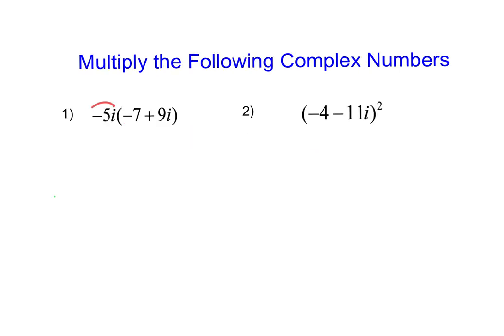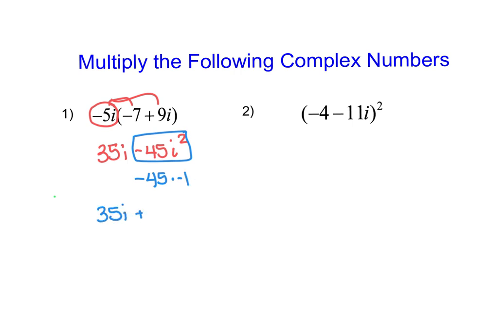So in this first one, we're just going to have a single distribution. Negative 5i times negative 7 is a positive 35i. Negative 5i times 9i is a negative 45i squared. Again, anything with an i, we're looking to make more simple. And so here we can see this term has an i squared. So we have negative 45, and we know i squared is equal to negative 1. So we really have 35i plus 45.